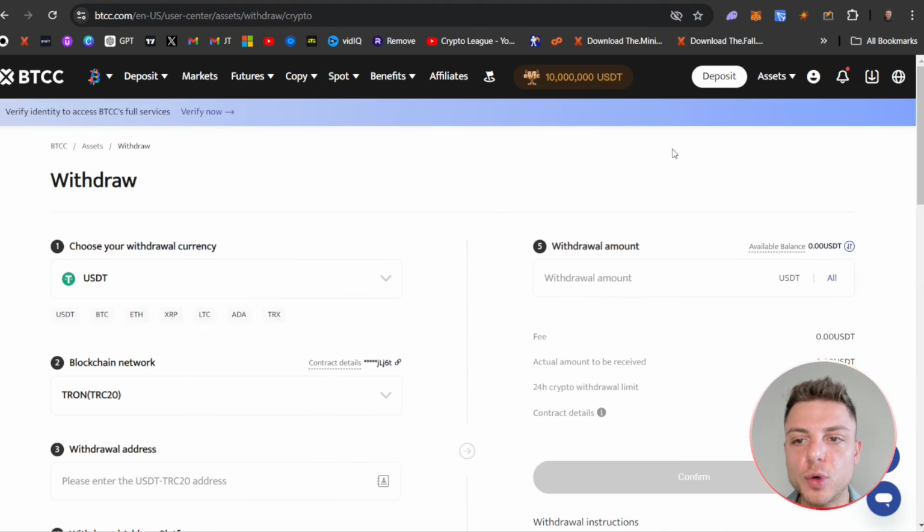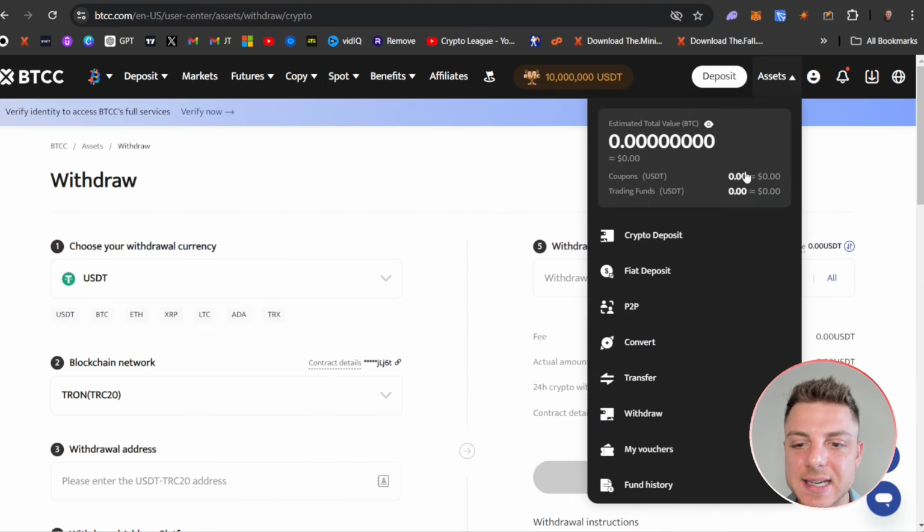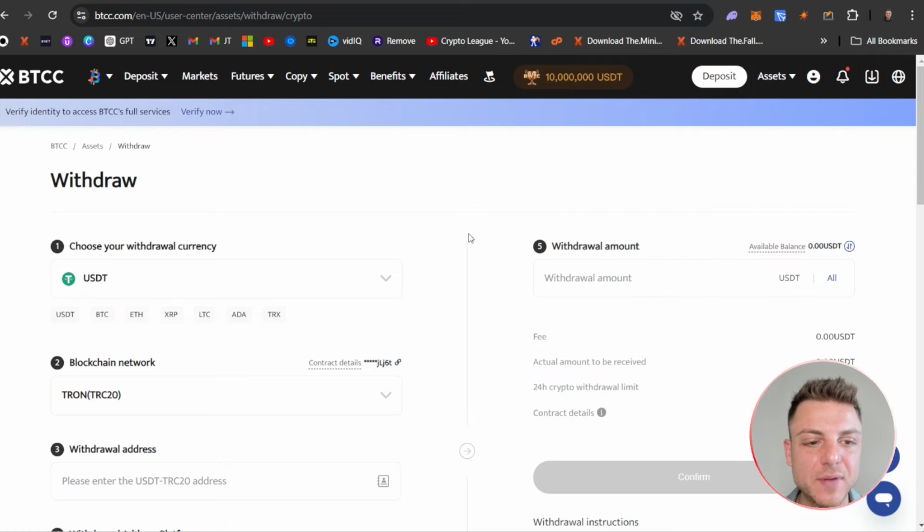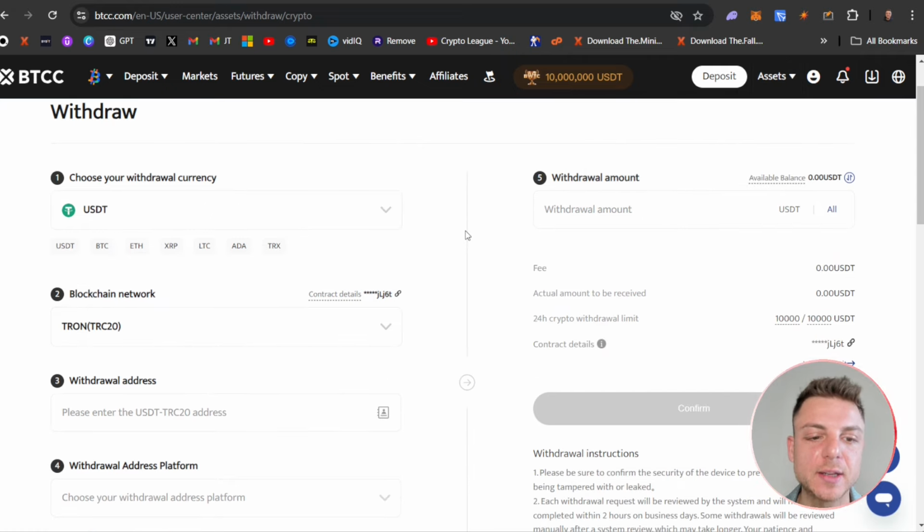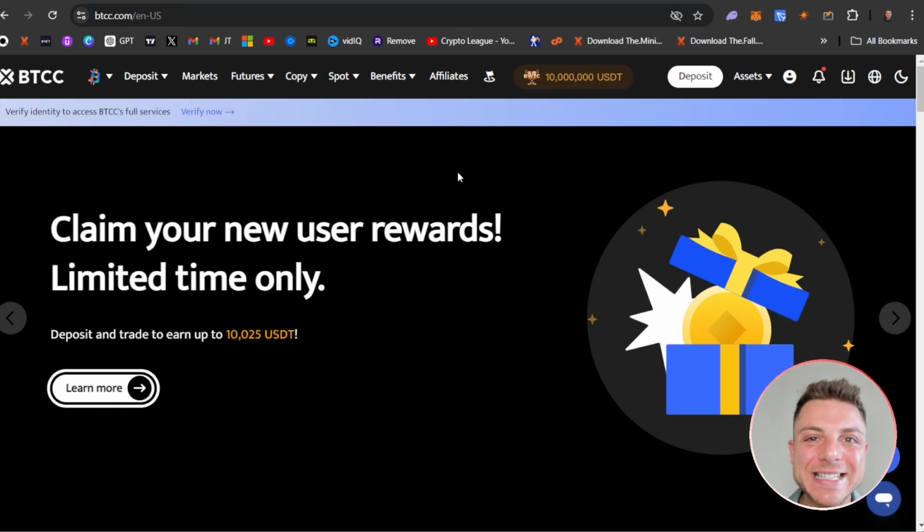And it's really simple to withdraw. You just come over here to assets, you click on withdraw, and it's very simple, easy and quick to withdraw any of your crypto. So there we have it for BTCC Exchange, offering futures trading, spot trading, even copy trading to copy the best copy traders in this cryptocurrency market.